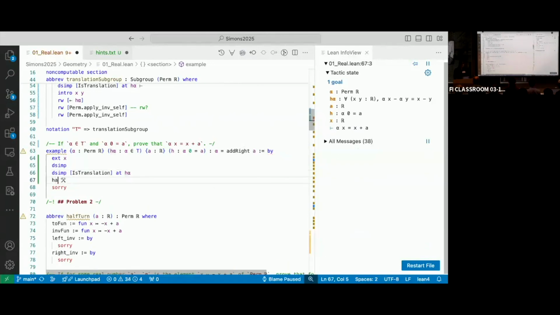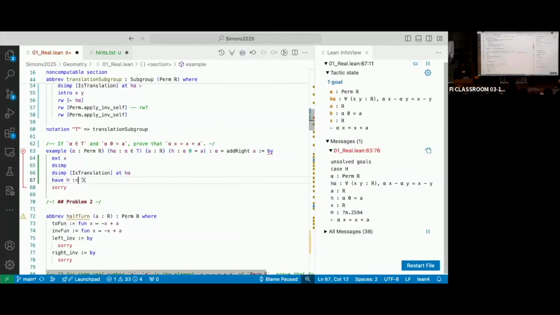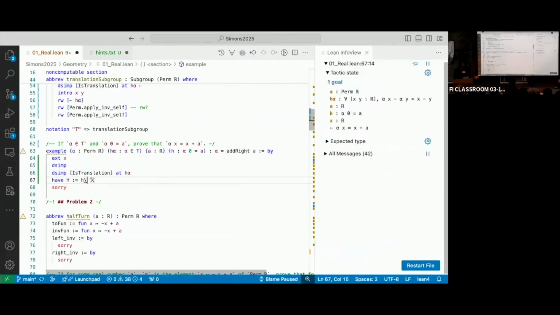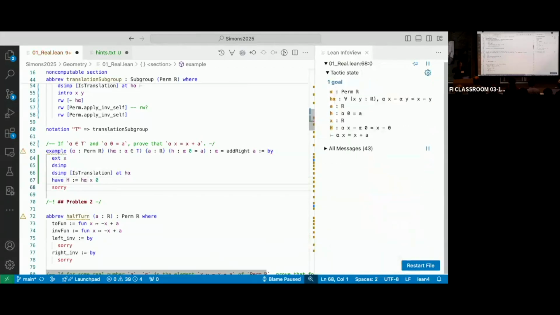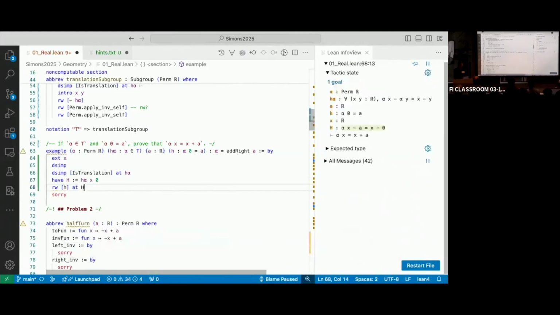So I'll call it H. The fact that you get from applying our known fact H alpha to the values X and 0 tells me, just as I wanted, that alpha of X minus alpha of 0 is X minus 0. So at this stage, this piece plus this should be what I need here. And I might as well make it even simpler so I can directly change the alpha of 0 into an A if I want to clean up H. So rewrite little h at big H.